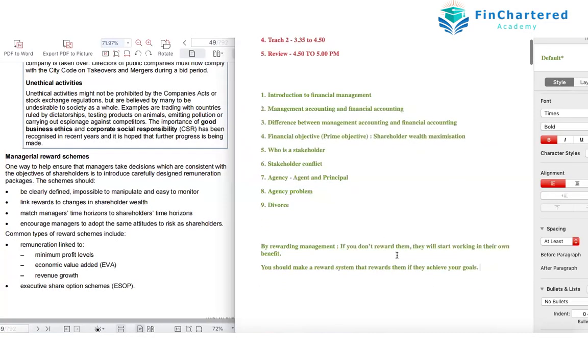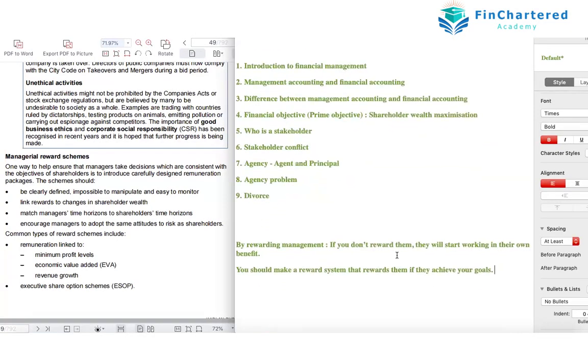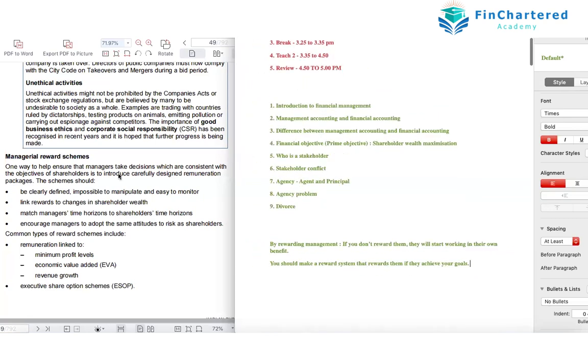So, for example, in my brother's case, if I would have told him that if you get me that Coca-Cola, I will order a brownie for you, I am 200% sure that Coca-Cola would come to me within 2 minutes. Right? So you need to have proper schemes that reward management to ensure that management works in the best interest of the shareholders, right?